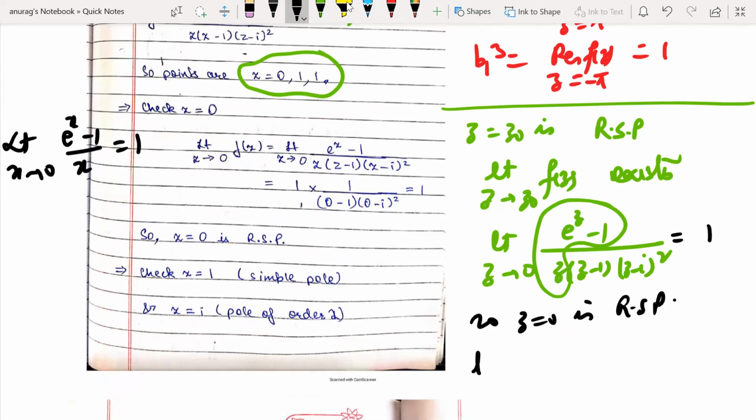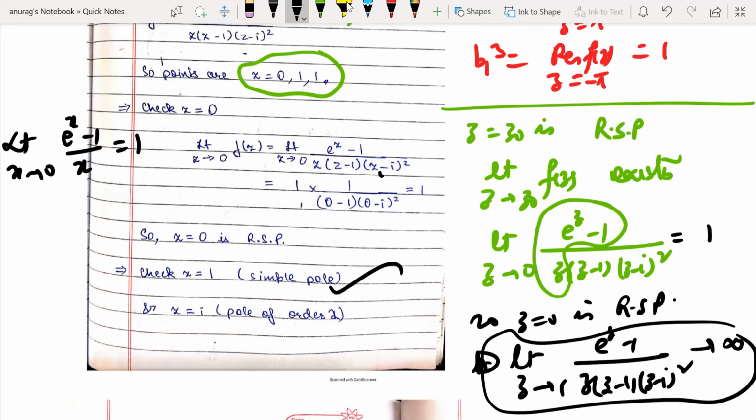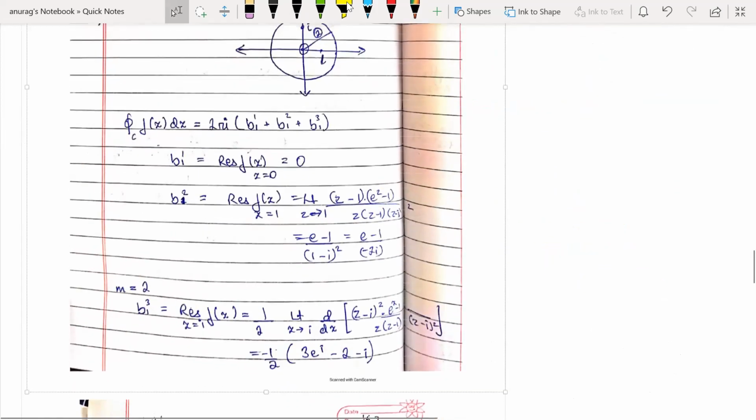For the other points, if you check the limit z tending to 1, it is something upon infinity. Suppose you check limit z tending to 1, (z minus 1), (z minus i) whole square. This limit is tending to infinity, so it does not exist. Therefore z equal to 1 is not a removable singular point. It is a simple pole, and z equal to i is a pole of order 2. So you have to find all the 3 residues.